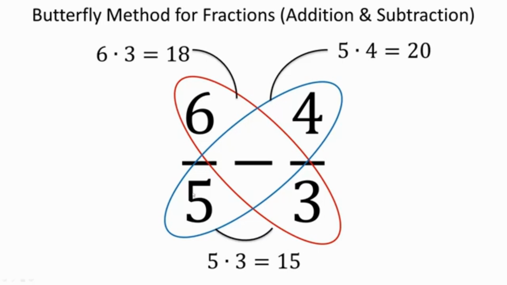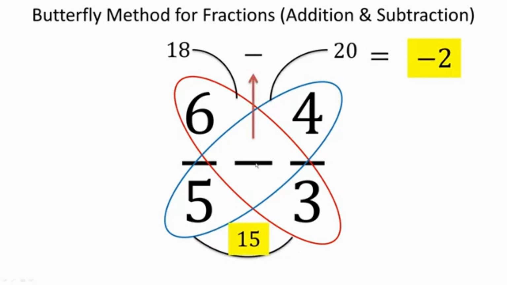And then we do the bottom. 5 times 3 is 15. Now this part is a little different because it is subtraction. We move the subtraction sign to the top.